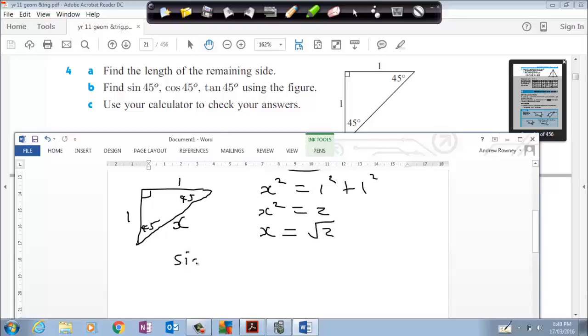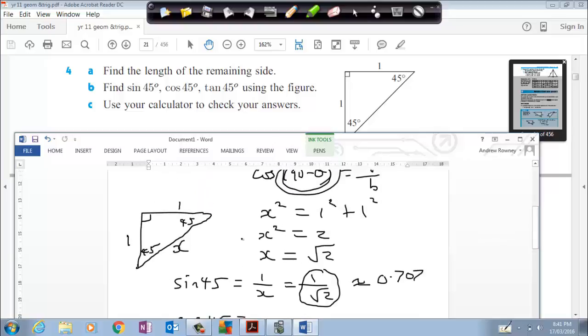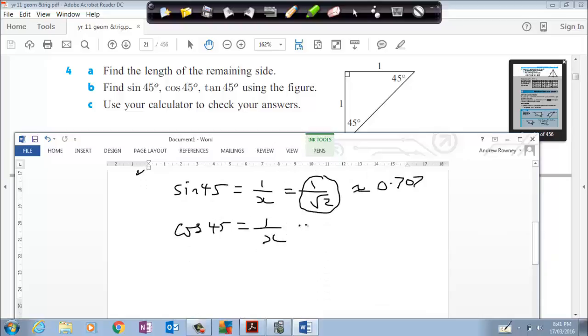Now we can work out sine 45. Sine 45 equals opposite over hypotenuse, which is 1 over x, which equals 1 on root 2. Now that is approximately equal to 0.707. We're going to be referring to these often, so we actually want to remember this off by heart, 1 on root 2. Now cos of 45 equals adjacent over hypotenuse, so if you look at this 45, adjacent is 1 also, so it's also 1 over x, so it's going to give the same answer. So also 0.707.